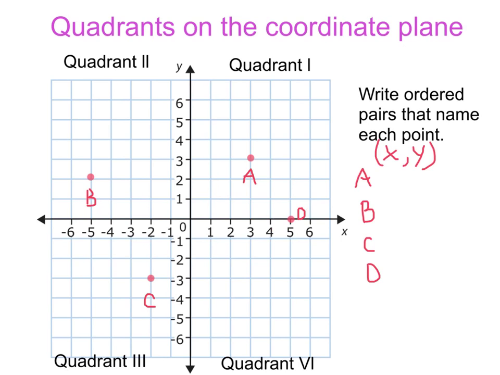So, point D here, on the x-axis, is right here, it's at 5. So I'd put my parentheses, and I'd put a 5 there. And on the y-coordinate, we notice it doesn't go in the positive or the negative numbers, it stays right at 0. So it's going to be at 0. So it would be (5, 0).